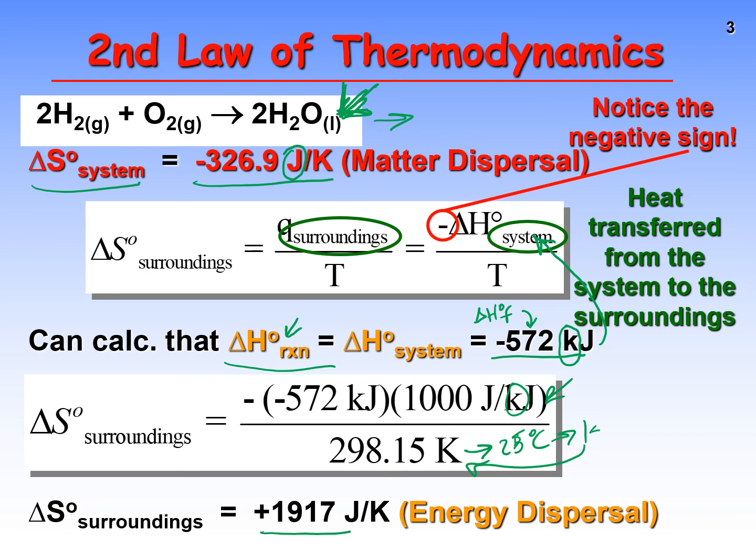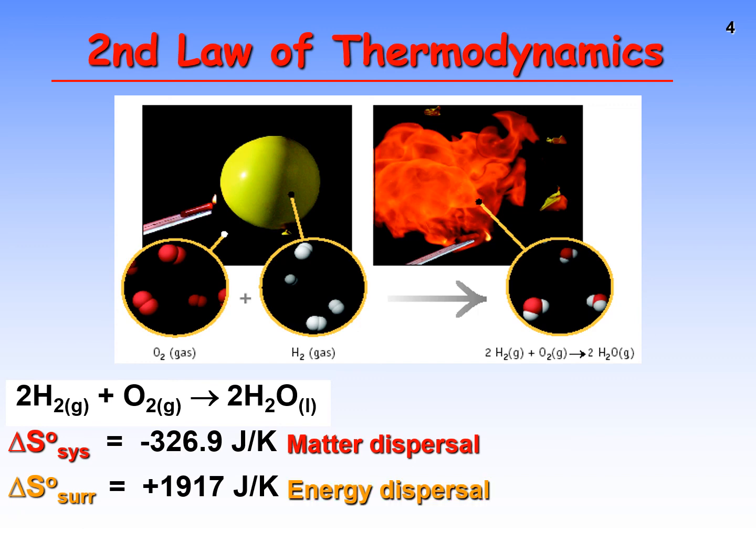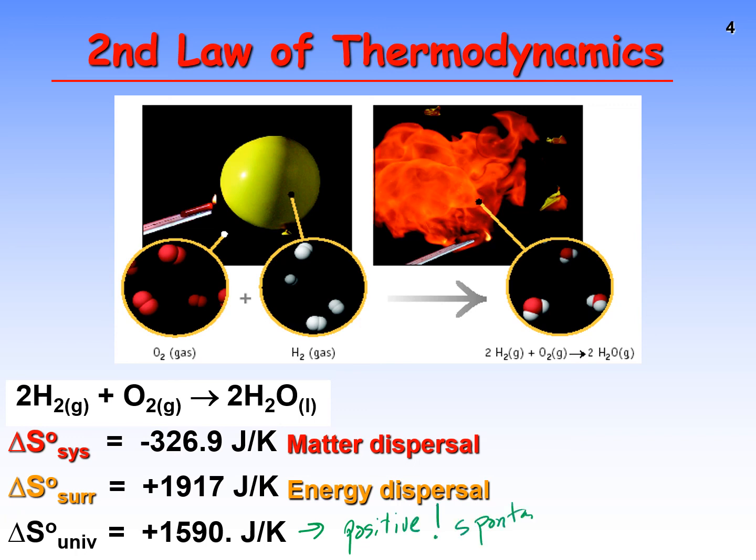So let's look at what our delta S of the universe ends up being when we do this. We have our system, matter dispersal. We have the surroundings, that's our energy dispersal. To get delta S of the universe, we have to add these two values together. And when you add them, you get this value, which is positive, which means this is a spontaneous process.